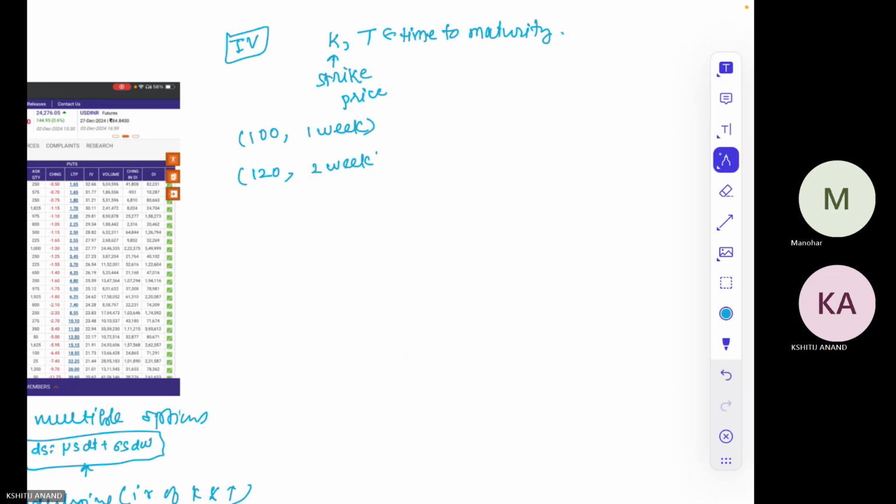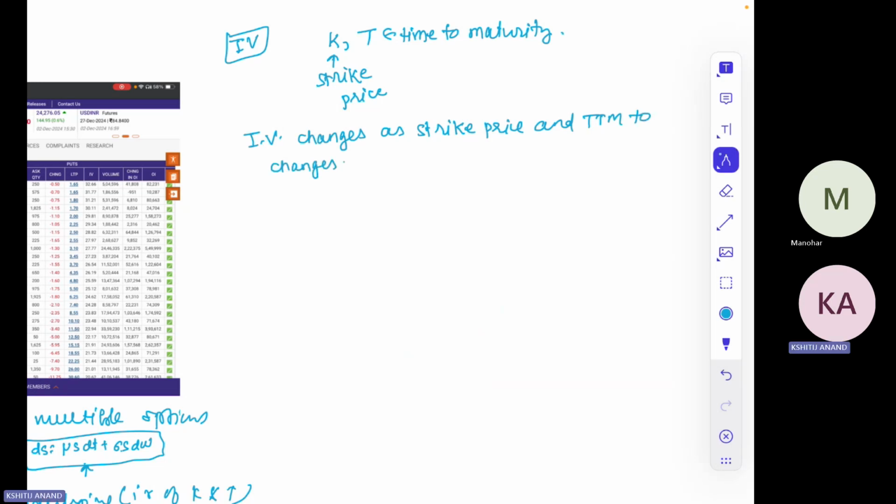So now what we see, as we already discussed in the last lecture, is that the implied volatility that we get from different options on the same underlying are different, right? What this means is that implied volatility changes as the strike price and time to maturity change, okay? Even if the underlying is the same, which should not happen by the way, but it happens in the real world, okay?